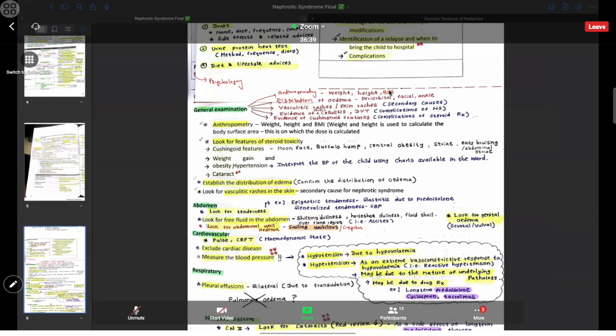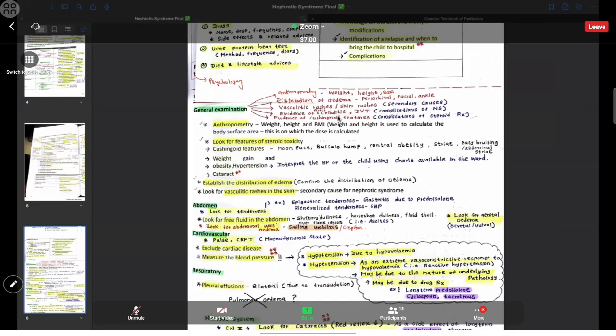Then distribution. When you're doing your examination, also tell this nicely, how it has been distributed, if there is edema now or not. Check the sacral area, because most of these kids are going to lie down. So check the sacral area, depending on the age. Then look for rashes for secondary causes, and look for the complications that you asked in the history: cellulitis, DVT, and also all your side effects.